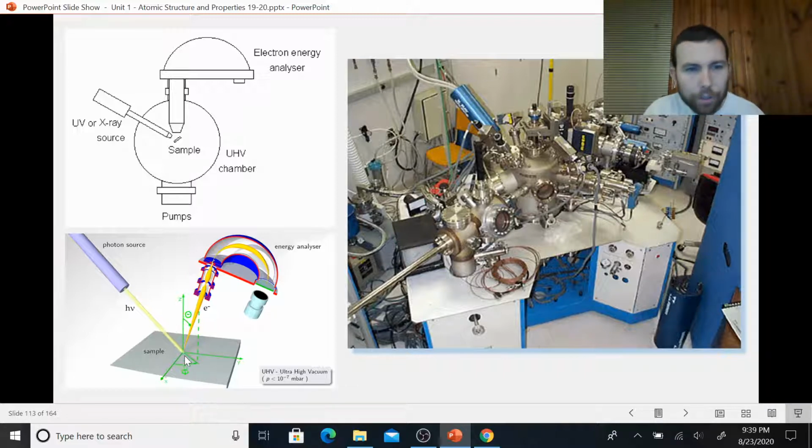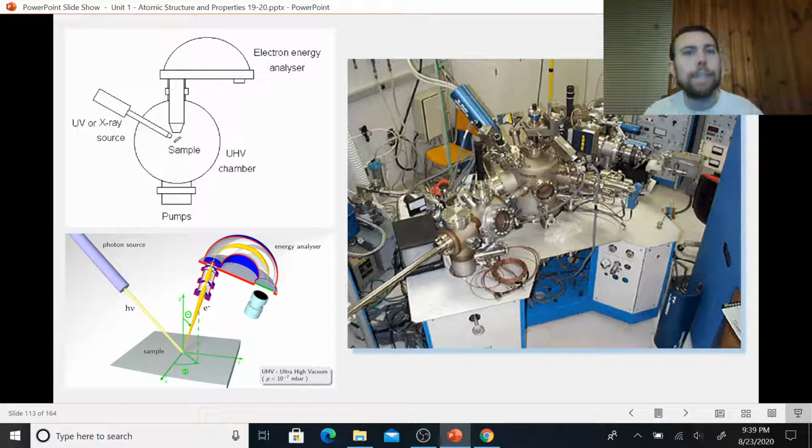So we shine our light source on our sample, electrons are given off, they travel upward, they get captured, and they move into the energy analyzer. As it moves into the energy analyzer, it's going to produce a readout that's going to give the person running the machine a readout to be able to read the energies of the different electrons that were removed.